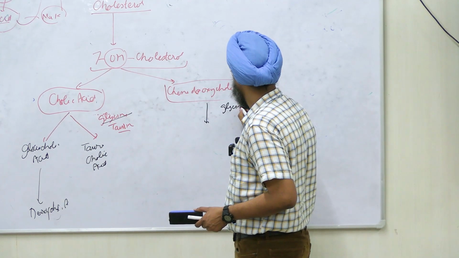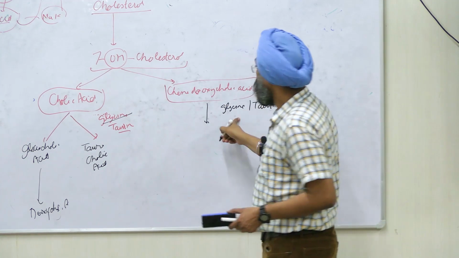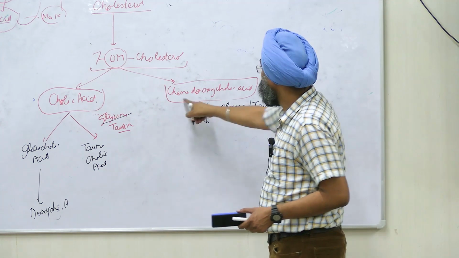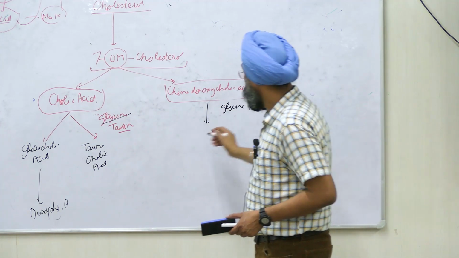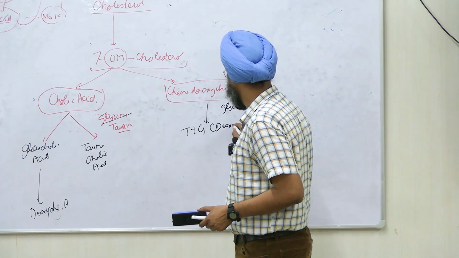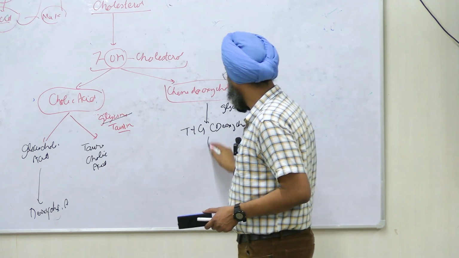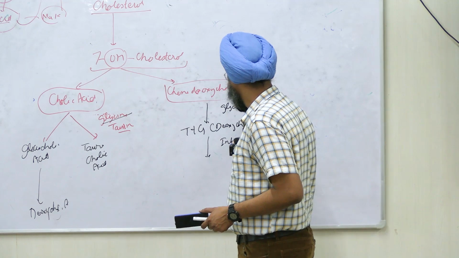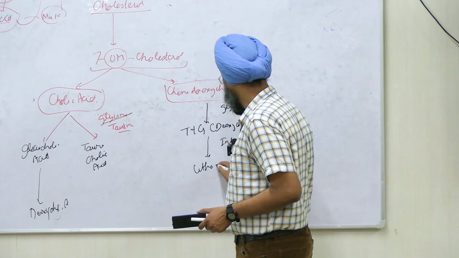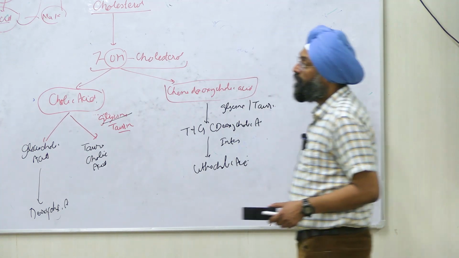glycine or taurine. What will you get? Glycochenodeoxycholic acid or taurochenodeoxycholic acid, right? Later by intestinal bacteria, it forms lithocholic acid, right?